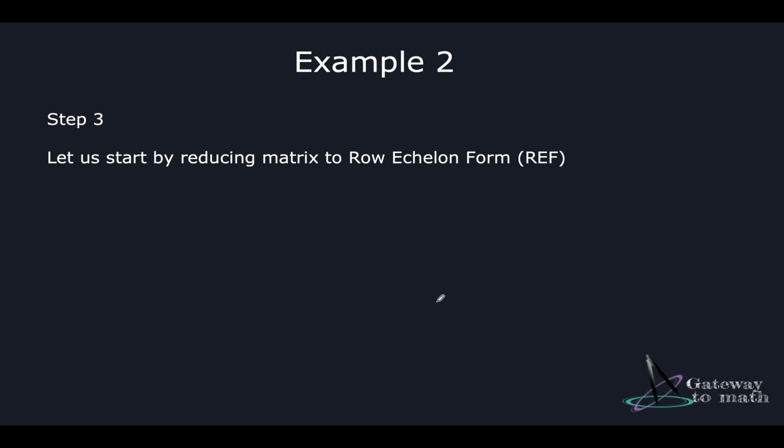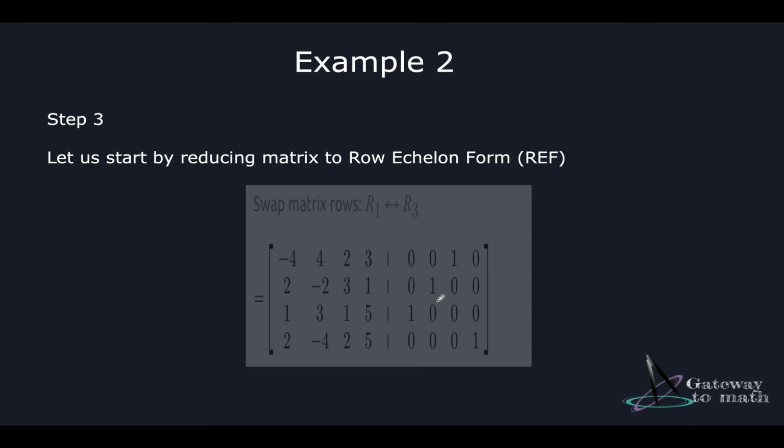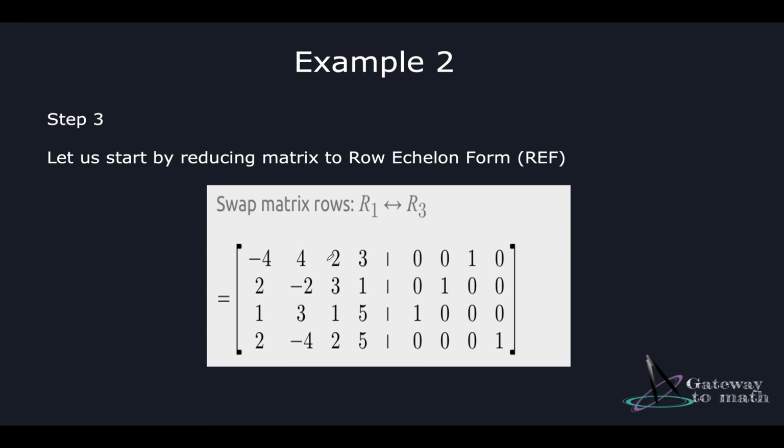Step 3, let us start reducing the matrix again to row echelon form. Please write down the matrix in your notebook and then solve it. Okay, stop the video, solve it yourself, and then come back and view the answers again. Only then it will help, else this is not going to help.